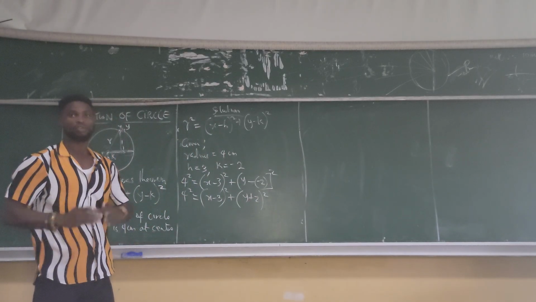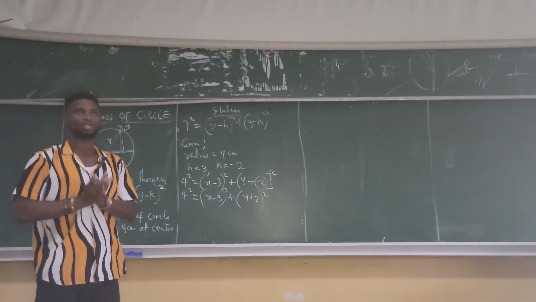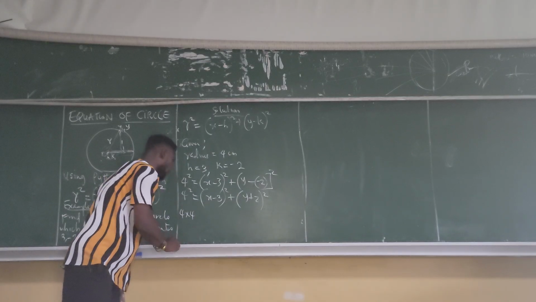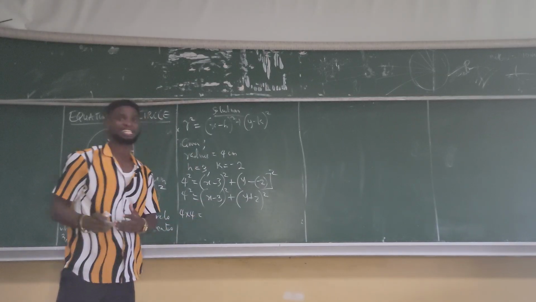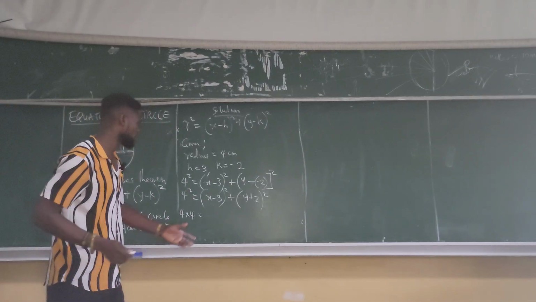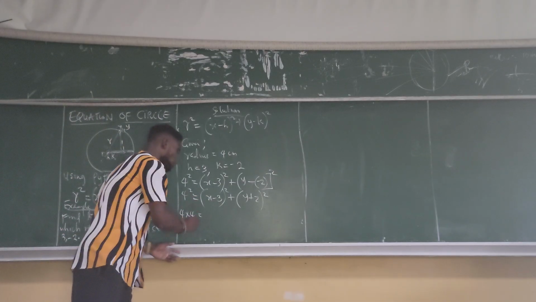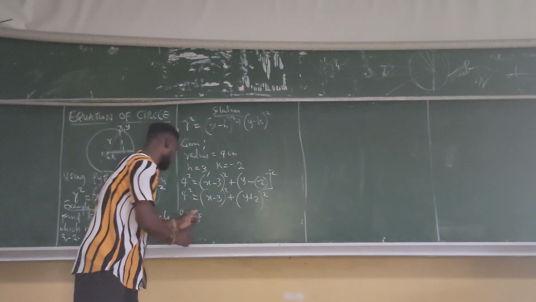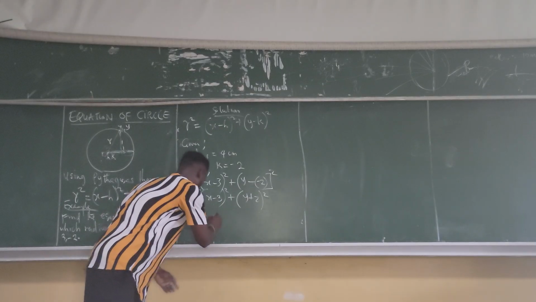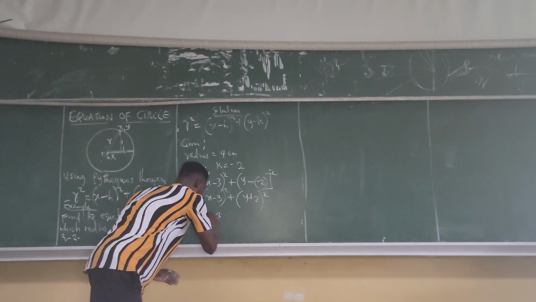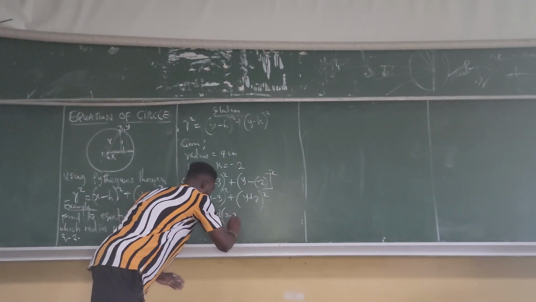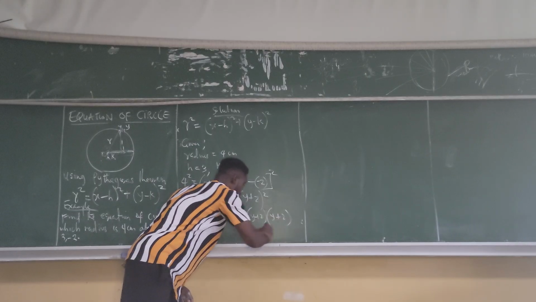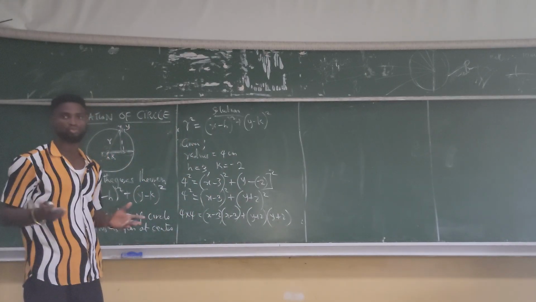So 4 square means 4 times 4. 4 square means 4 times 4 is equal to, and we are going to use expansion. Using binomial expansion when it is raised to power 2, it means 1, 2 and 1. Or you can do this by expanding this, that is x minus 3 and x minus 3, plus y plus 2 and y plus 2. You expand it.